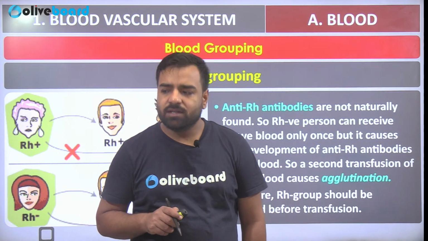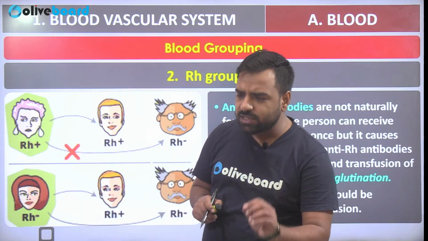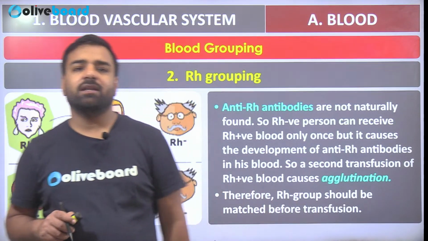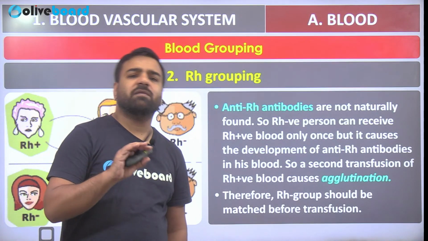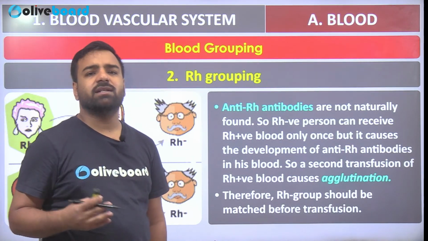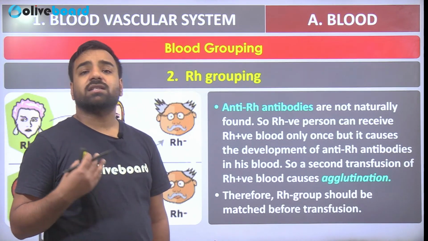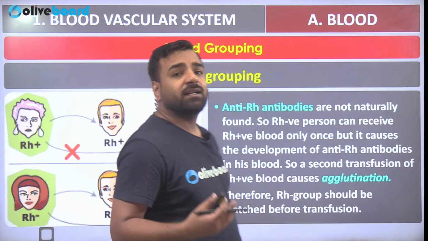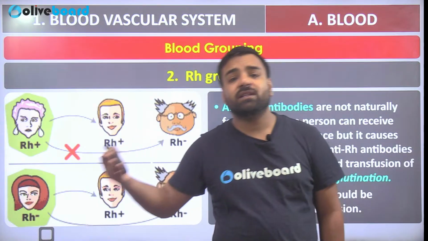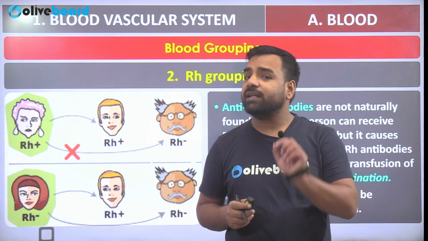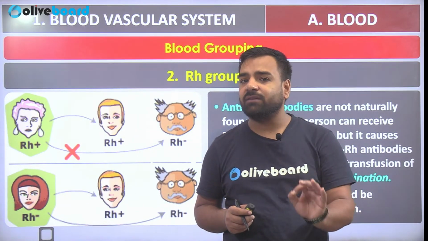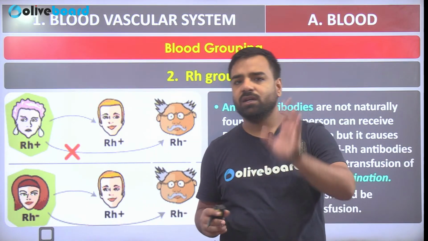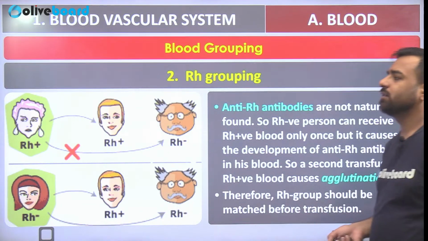What is that? If an Rh negative mother is pregnant with an Rh positive baby, at that time the first baby will be fine, but from the second baby itself there will be issues like severe anemia or severe jaundice, because of which even the death of the baby might take place. But that is the case when the mother is Rh negative and the baby is Rh positive. So the condition was mentioned here.